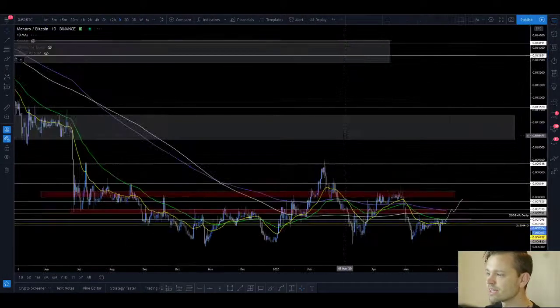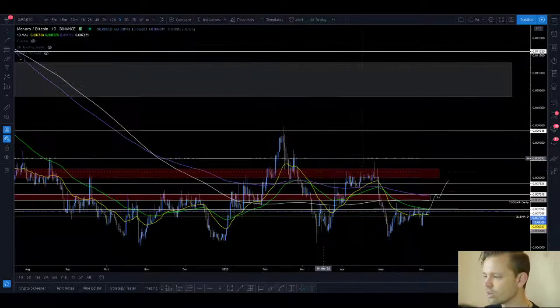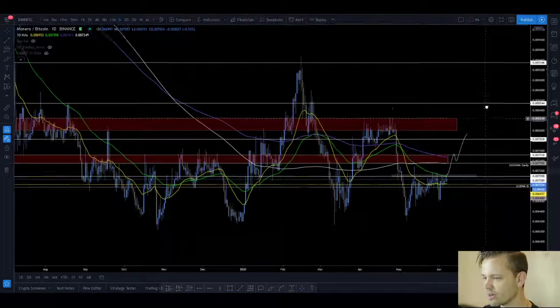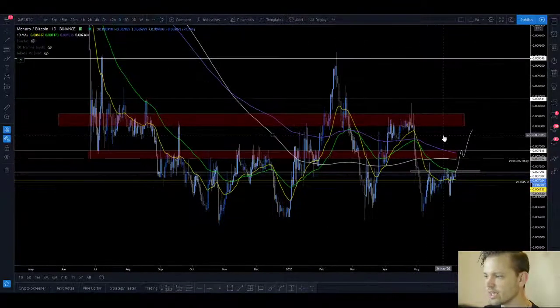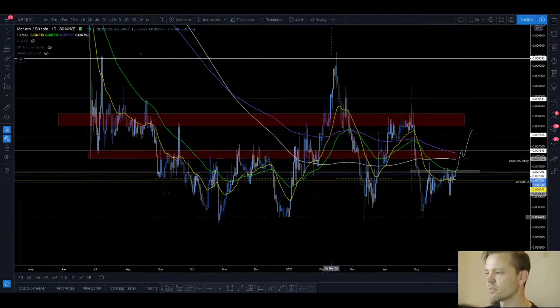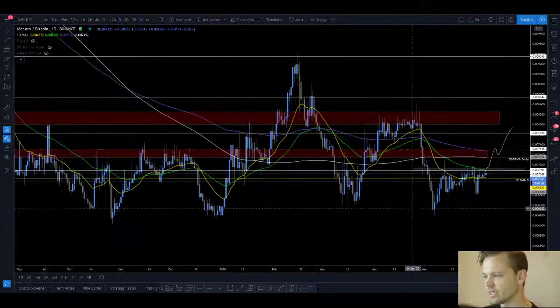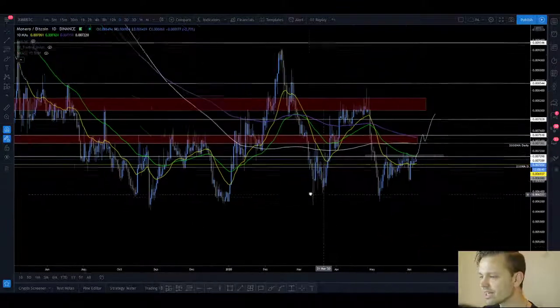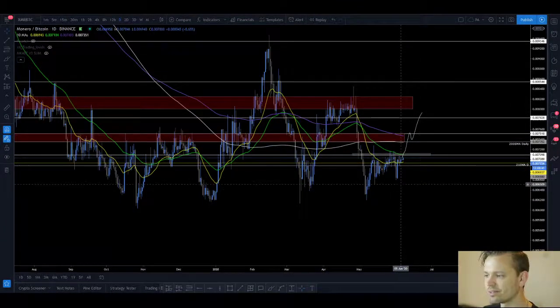Now let's take a look at XMR BTC. Good old Monero. I like this one. Fundamentally a very nice project, but to be honest, I don't really care too much about fundamentals. I am a 110% TA trader. Obviously, when there's some really big fundamental stuff, I do care, but usually it's all about the TA for me.